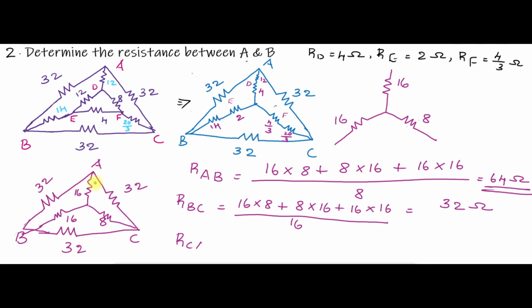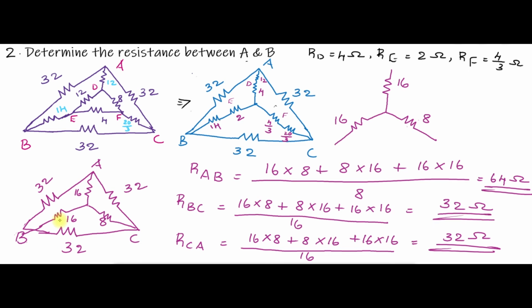Similarly, RCA is equal to the same combination in the numerator. For CA you have to take the resistance in B. That is, C and A is this. Resistance in B branch is 16. So you will be getting the answer as 32 ohm itself. So you got RAB as 64, RBC as 32 and RCA is equal to 32.